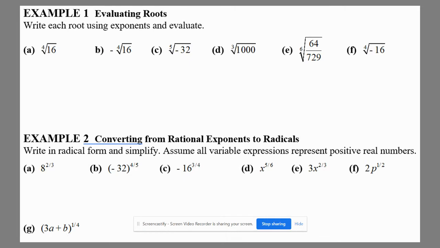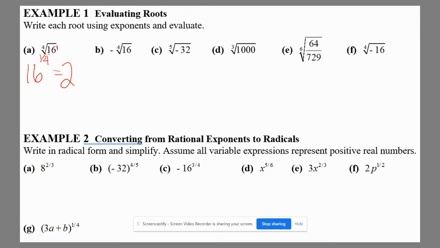All right, the fourth root of 16. This is 16 to the first power. Our base is 16, power over root. First power, fourth root. In my calculator, I type 16 to the 1/4 power. I get 2.